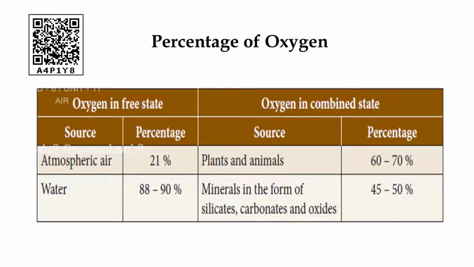Next, combined molecules: in our bodies or plants, all those things are combined particles. Combined particles such as plants, animals, and human bodies contain 60 to 70% oxygen in our whole body. Then, our source particles of minerals, rocky particles, and carbon materials have 45 to 50% of oxygen present in combined form.